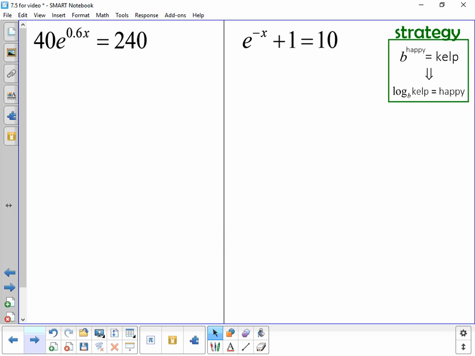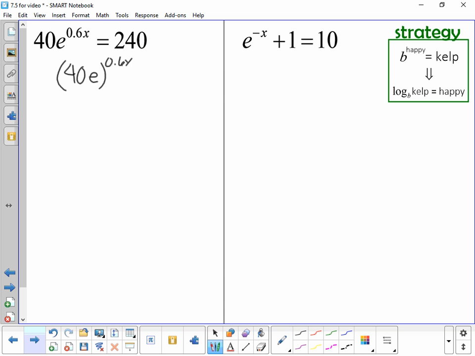Okay, now a couple that are base e. This first one, I want to talk about what this is really saying. As it's written here, sometimes people get confused and they think that it means this. They think that it means that 40 is part of the base, but it does not mean that. It's more like, if we wanted to write it a little bit clearer, we would maybe write that it's 40 times e to the 0.6x power equals 240. So that 40 is like a separate coefficient. It's 40 times the exponential.